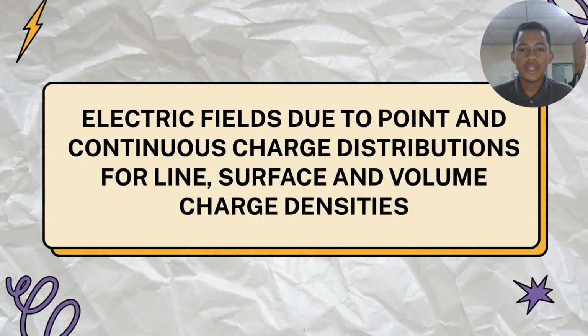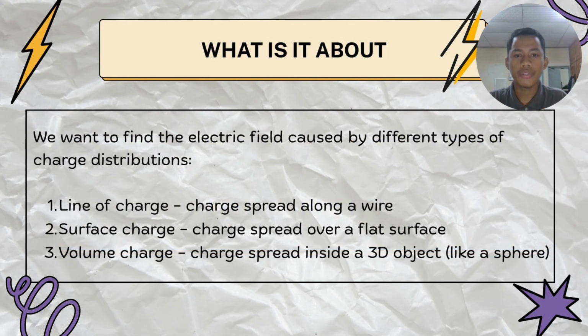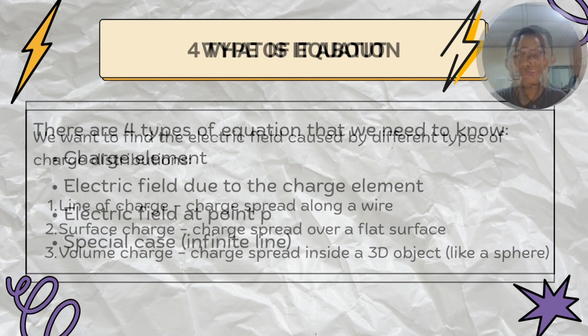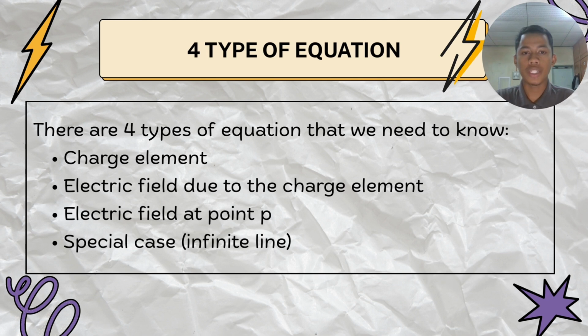And now, we will discuss electric fields due to point and continuous charge distributions, for line, surface, and volume charge densities. In this topic, we want to find the electric field caused by different types of charge distribution. There are three. First is line charge, second, surface charge, and third, volume charge. For your information, there are four types of equation that we need to know.